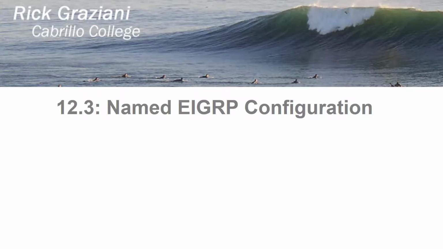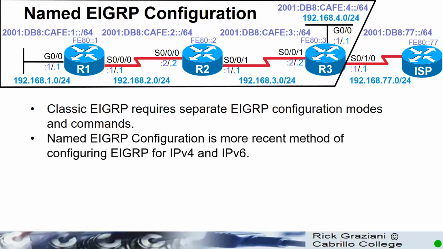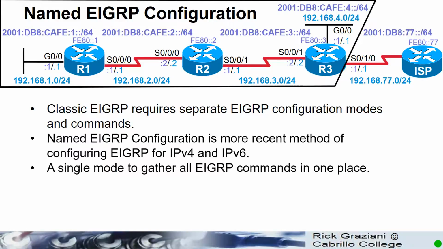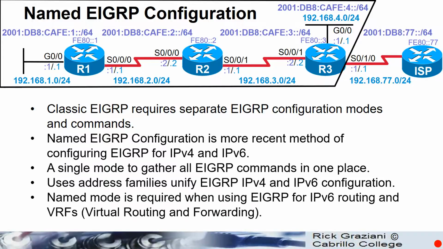Let's go ahead and get into the named portion of the EIGRP configuration. It's a little bit more advanced. Classic EIGRP does require you to use separate EIGRP configuration modes and commands. Named EIGRP configuration is a more recent method and allows us to do both IPv4 and IPv6, in a single mode that gathers all EIGRP commands in one place. We'll use address families to unify EIGRP, IPv4, and IPv6. Part of this deals with VRFs, virtual routing and forwarding.